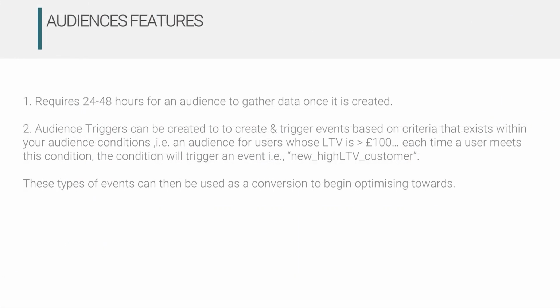There are some key things to be aware of when you're thinking about audiences. It can take up to 48 hours for an audience to gather data after it's been created. We have touched on the fact that you can create audience triggers. So for example, high lifetime value, or potentially contact form abandons, or they downloaded your PDF but didn't watch your video or something. You can use various things that are more important to your business. And then once you have those as events, you can then begin to optimize towards them afterwards.